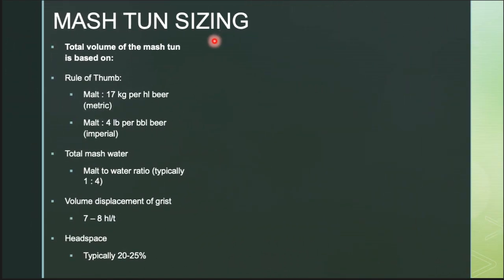During sizing of the mash tun, the following technical parameters need to be considered. That includes total mash water, that is grain to water ratio, which is typically around 1:4. The volume displacement of the grist, which is based on the bulk density of the grist or the malt that we use for mashing and is in the range of 7 to 8 hectoliter per ton of malt. And the head space, which typically is between 20 to 25% in order to avoid overboil or overfoaming. The head space also takes into account the top cone of the mash tun, which does not possess the heating jacket because of the health and safety issue of the brewer.